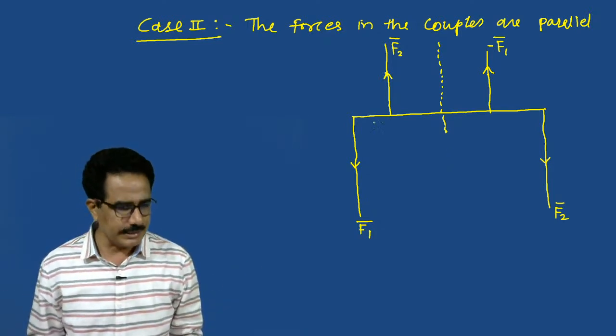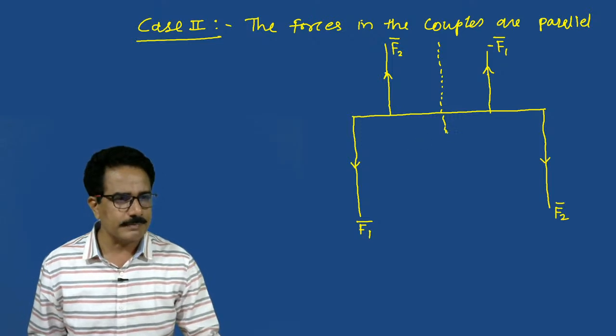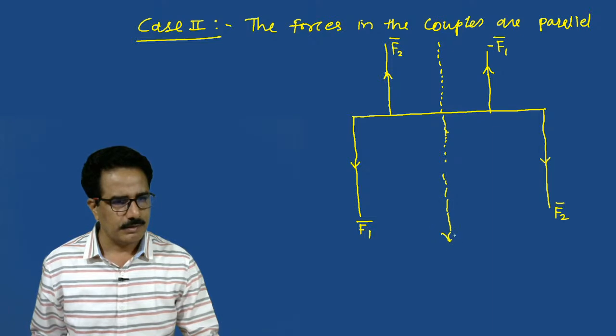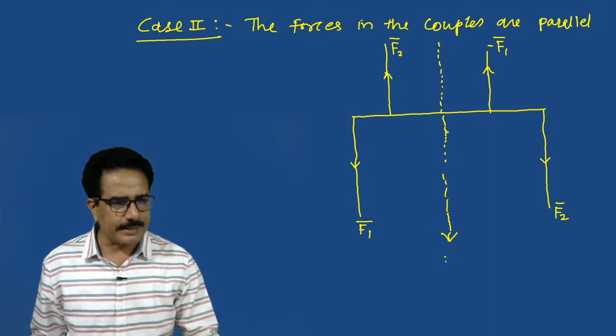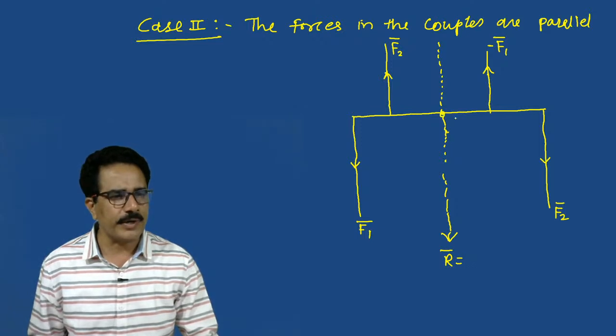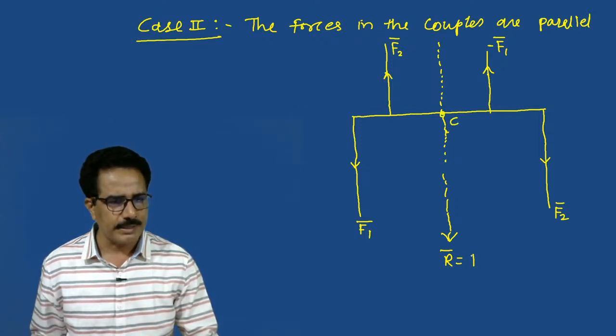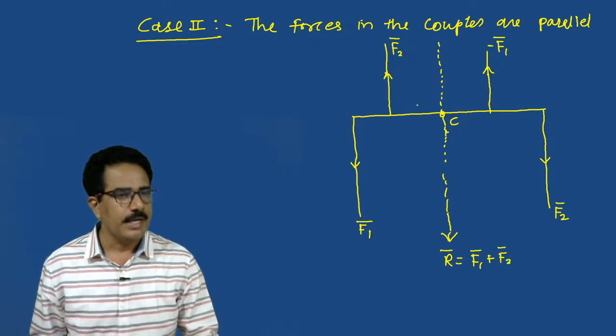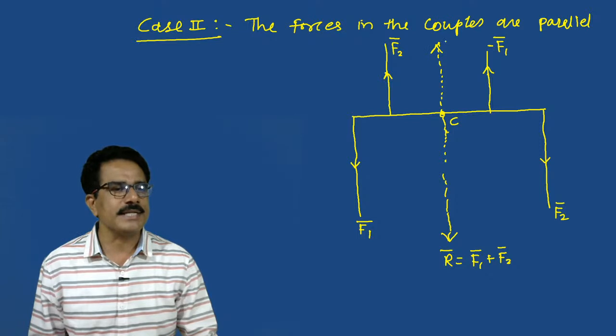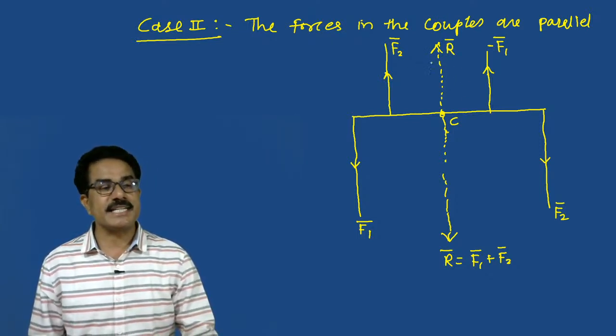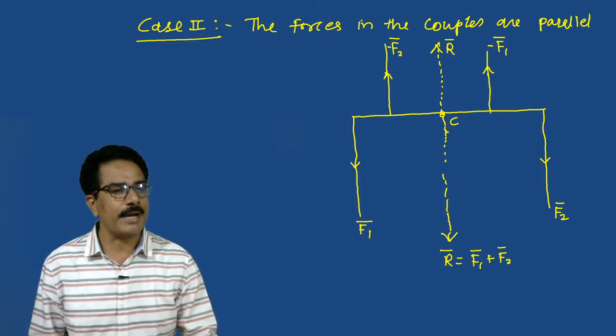Suppose this resultant, if we consider this R1, suppose this is R bar, this is the resultant acting at a point C which is given by F1 bar plus F2 bar, and this is also minus R bar. This R bar is again the resultant of minus F1 bar minus F2 bar.